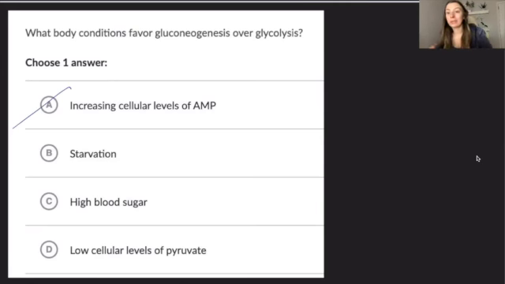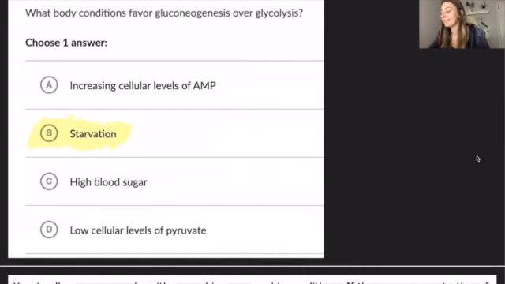Starvation, that means you have really low glucose probably. So that's going to be favoring gluconeogenesis, where we're making glucose out of things like fats, those long-term energy storages. So probably maybe. High blood sugar. That's the opposite of starvation, right? You have high blood sugar, that's high reactants on glycolysis. It's going to force it towards the products. And then low cellular levels of pyruvate. Pyruvate's a product of glycolysis, so if you have low pyruvate, it's going to seesaw that way and make glycolysis happen. So starvation's a correct answer here, and I have that highlighted there.